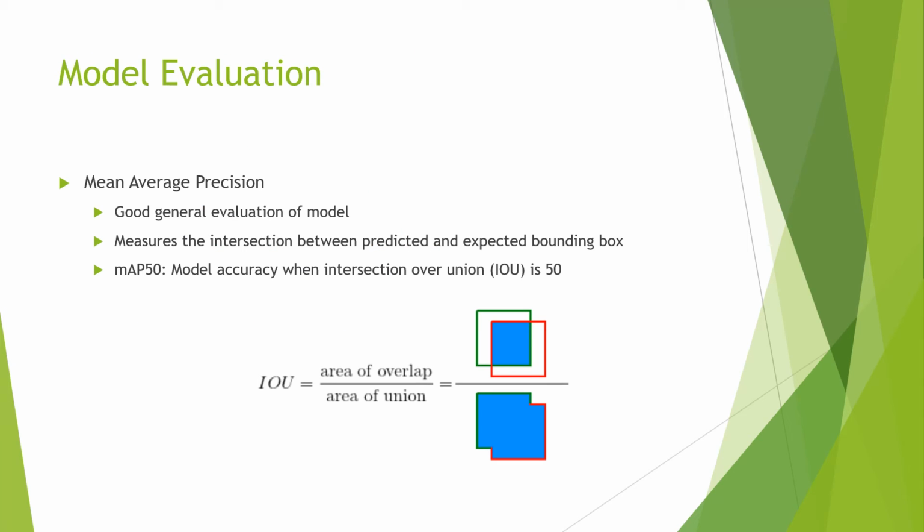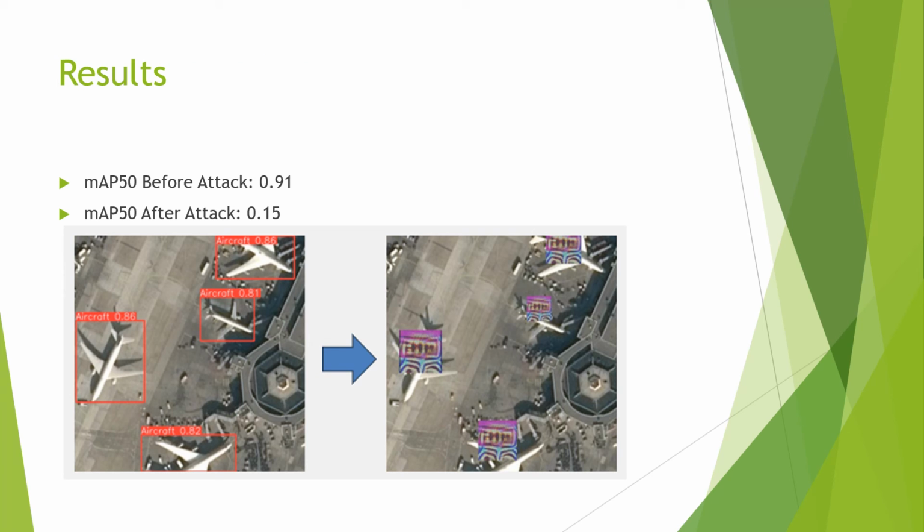By evaluating the mean average precision score, which is just a general evaluation of how well the expected bounding box compares to the predicted bounding box, we can measure object performance before and after this generated patch. So for a mAP 50 score, before the attack, our object detector had a score of 0.91, which indicates very good performance. However, after the generated patch attack, it has a new mAP 50 score of 0.15, which demonstrates that even though the object detector is very good, with the patch it becomes much less viable.